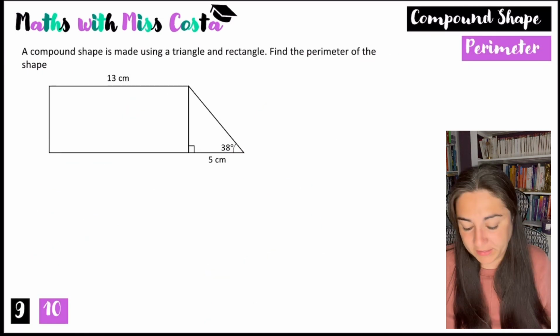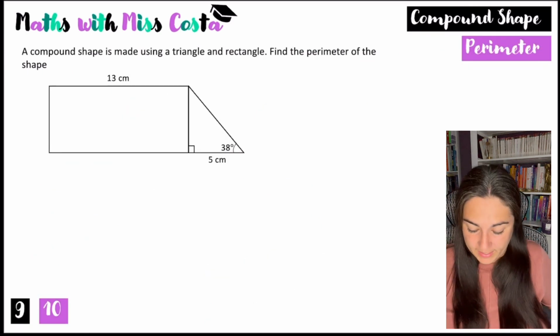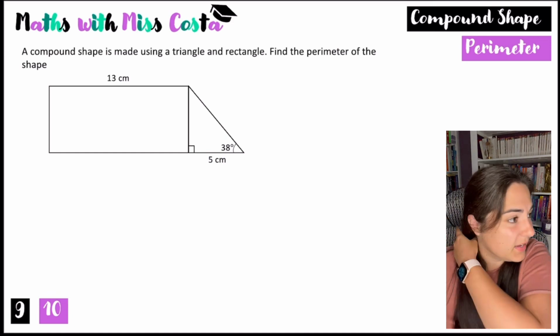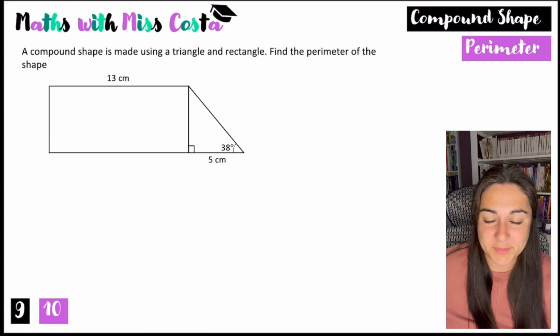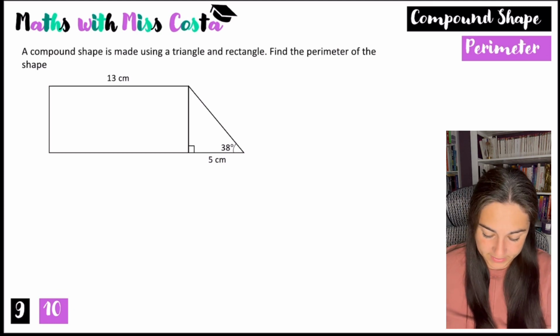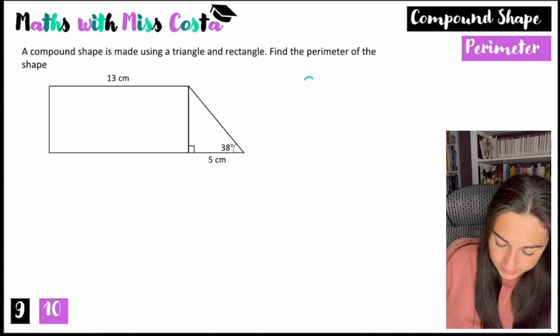Okay, next question. A compound shape is made using a rectangle and a triangle, and I need to find the perimeter. So this is a little bit of a sneaky one because they haven't given you the exact measurements. So you're going to need to use trigonometry to help you out. So over here, you write out SOHCAHTOA again.